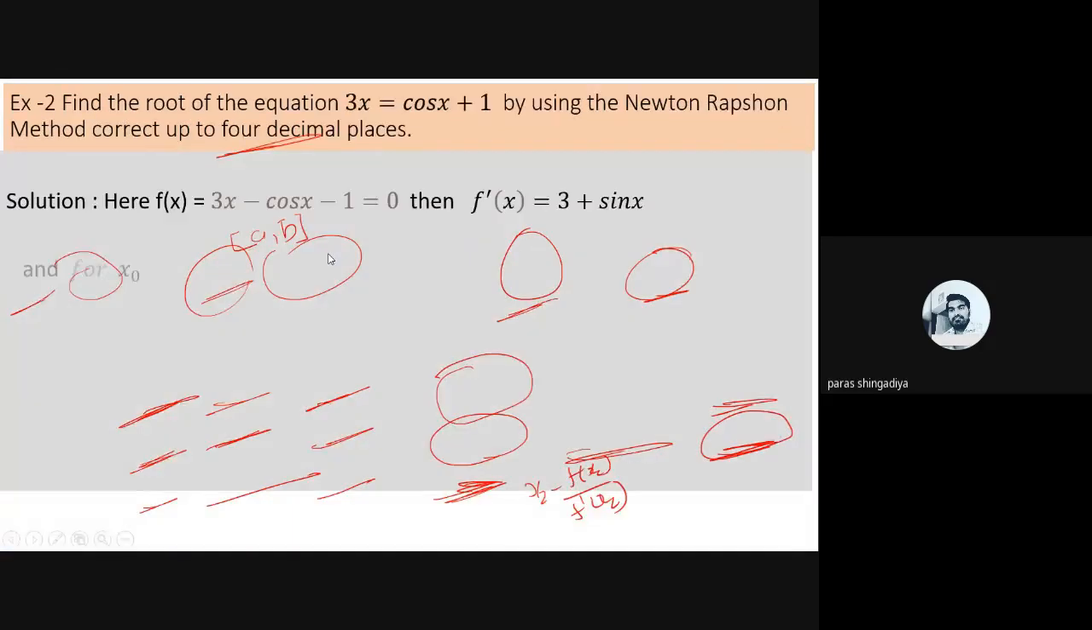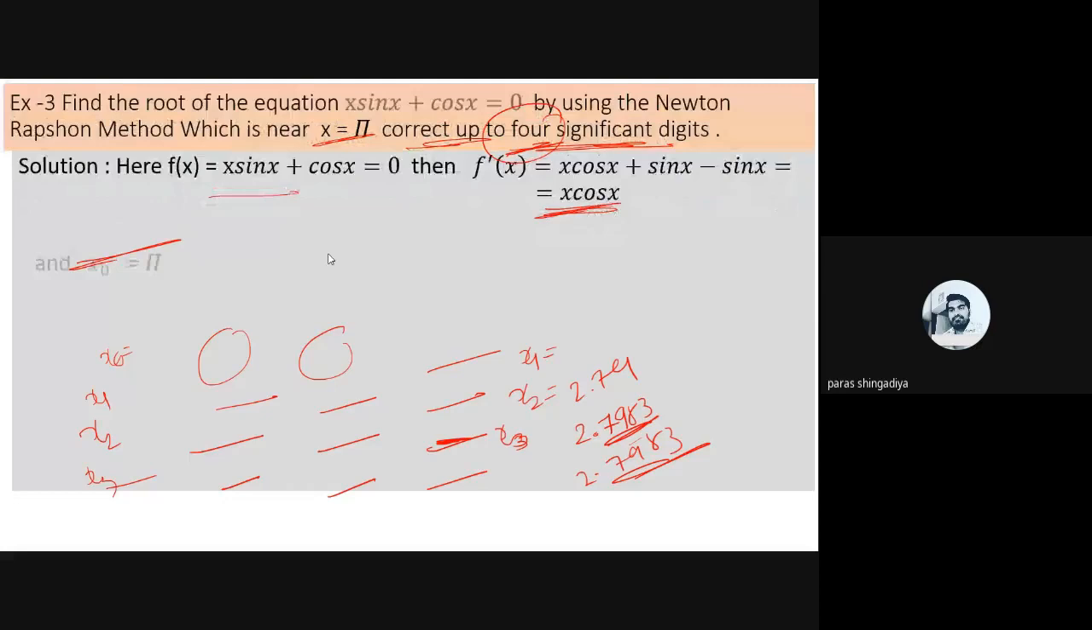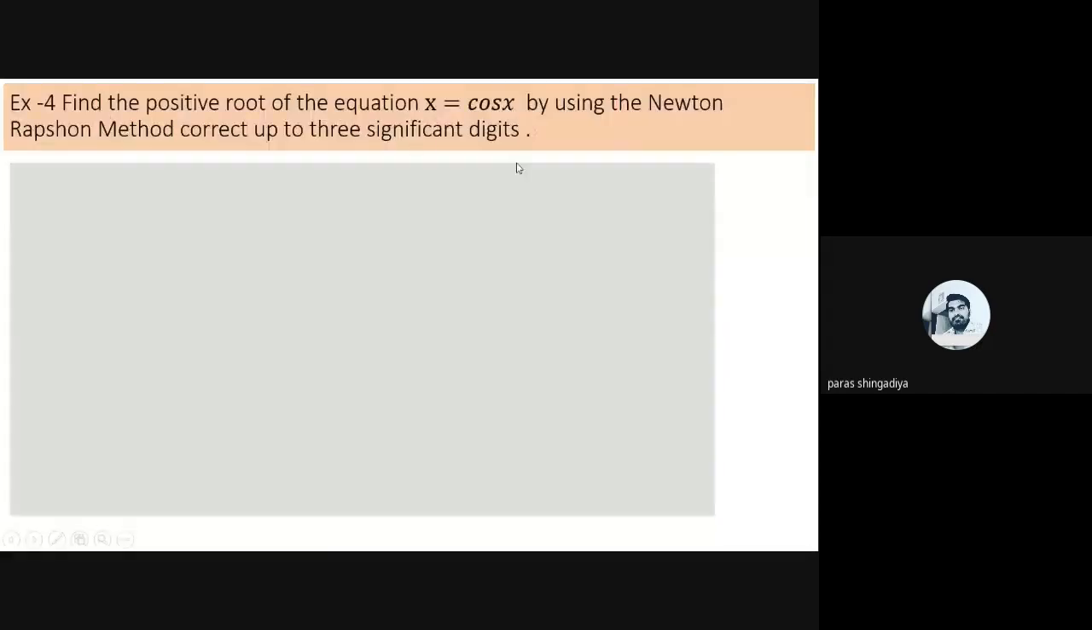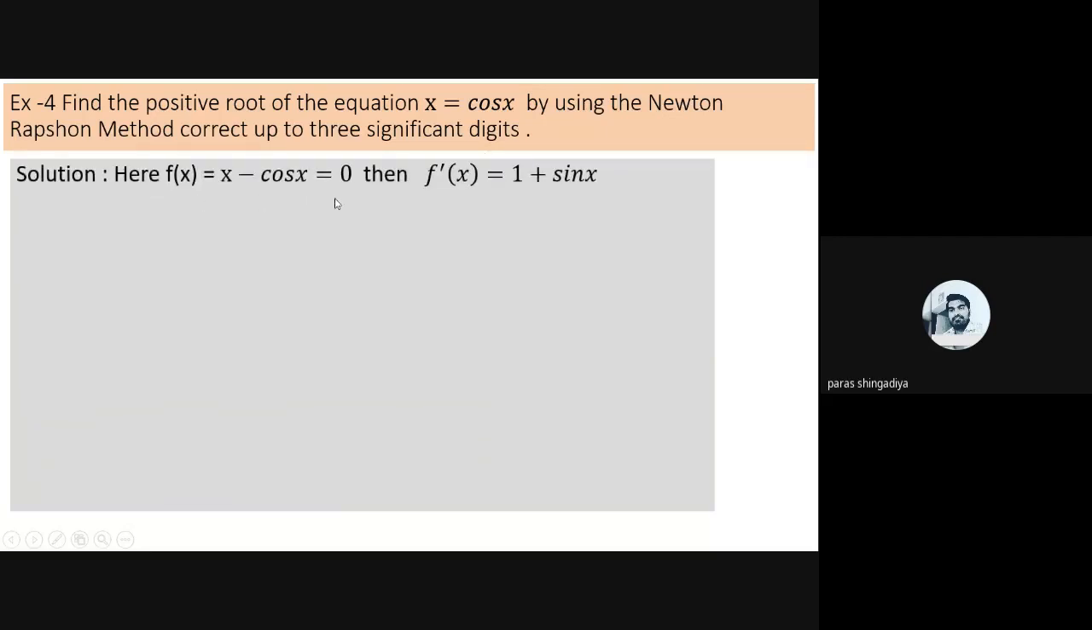And let us check how many iterations are required to get the required answer. So x is equal to cos x, using the NR method, correct up to 3 significant digits. So f(x) is equal to x minus cos x. x is equal to cos x, just consider it as f(x) equal to 0 form, so it will be x minus cos x.